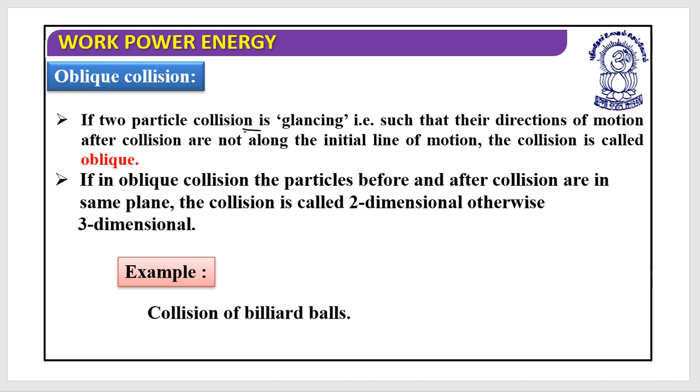If the two particle collision is glancing, such that the directions of motion after collision are not along the initial line of motion, then the collision is said to be an oblique collision. In an oblique collision, if the particles before and after collision are in the same plane, the collision is said to be two-dimensional. Otherwise, it is called three-dimensional.